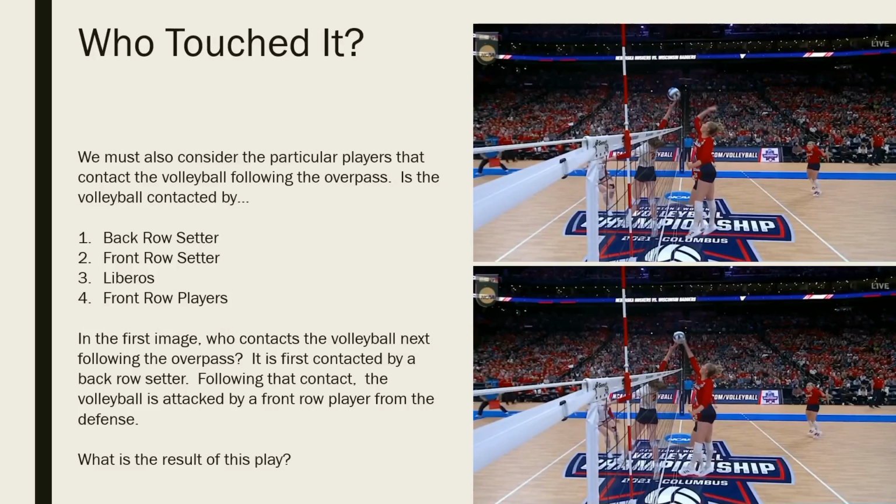We must also consider the particular players that contact the volleyball following the overpass. Is the volleyball contacted by a back row setter, or front row setter, liberos, or front row players? In the first image, who contacts the volleyball next following the overpass? It is first contacted by a back row setter. Following that contact, the volleyball is attacked by a front row player from the defense.